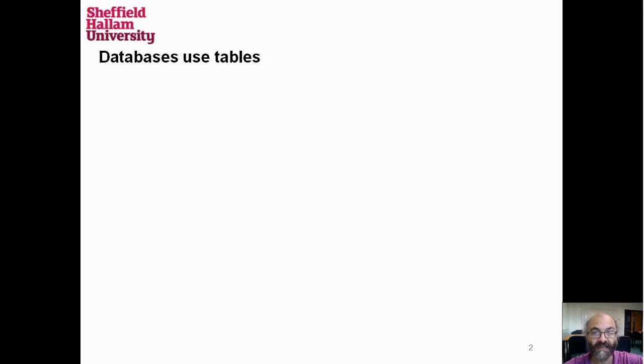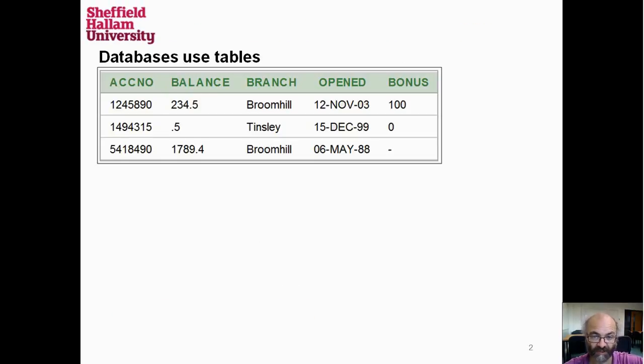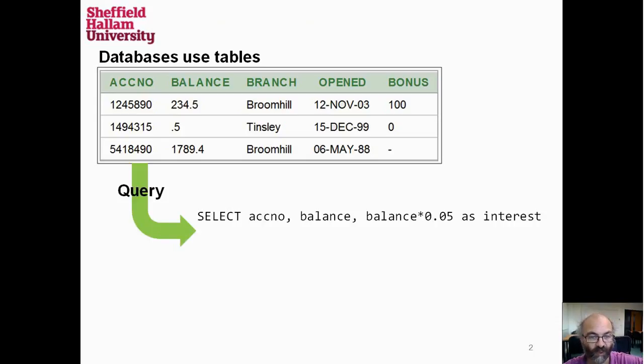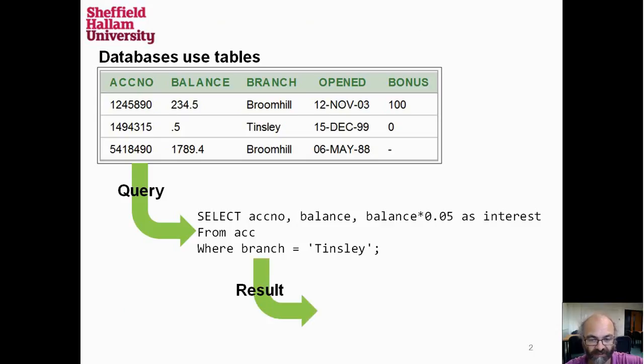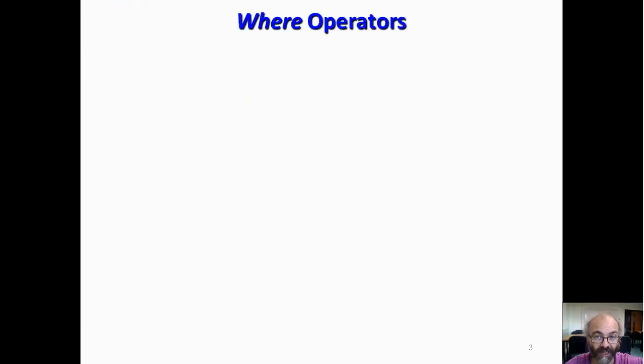Remember that relational databases use tables like this one. The select statement with a where clause filters the rows we're looking for by matching the result to our criteria. So among the results, there's only one that corresponds to what we're looking for. There. Where can be used with a number of different operators.